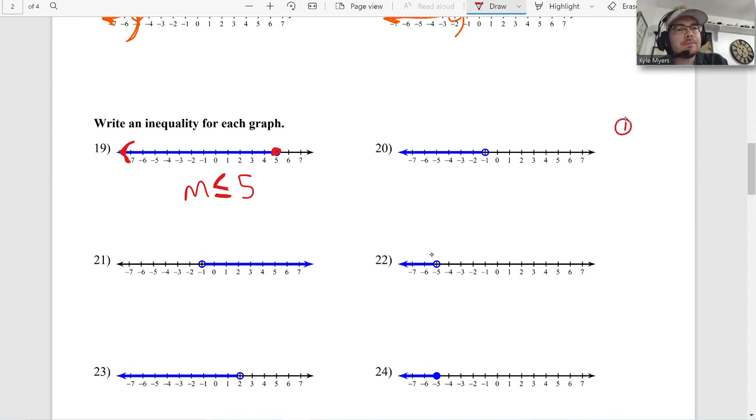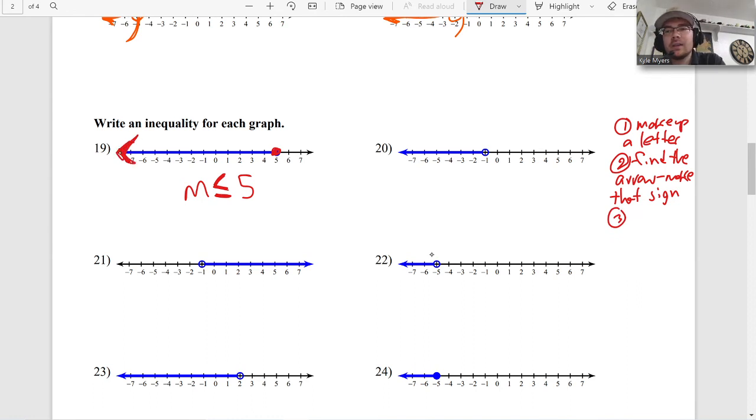Okay, so you come up with a number. So step 1, you need a letter, right? So make up a letter. And then step 2, we identify the arrow. So find the arrow and make that sign. Okay, so that was this part right here, when I took the arrow and I made that sign.